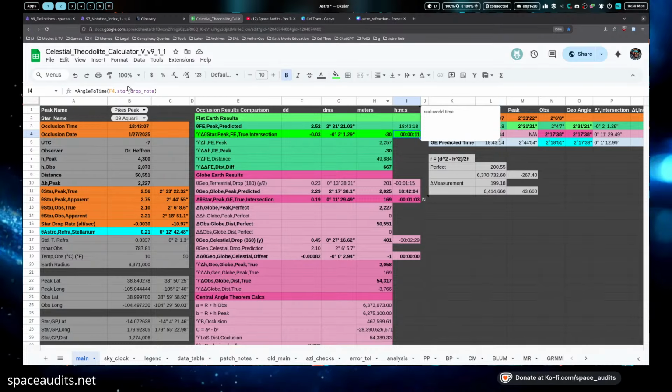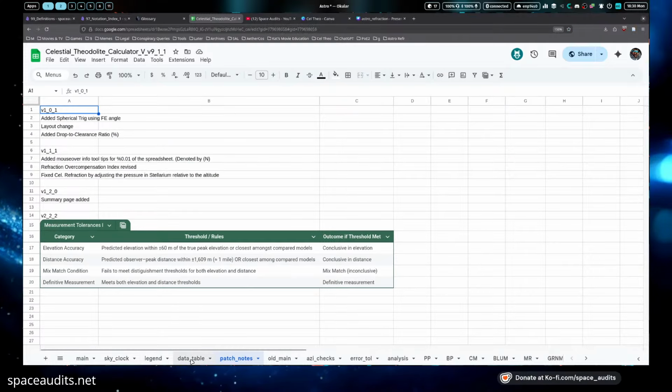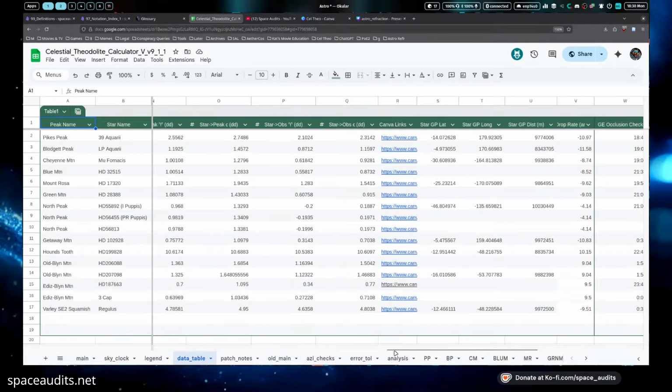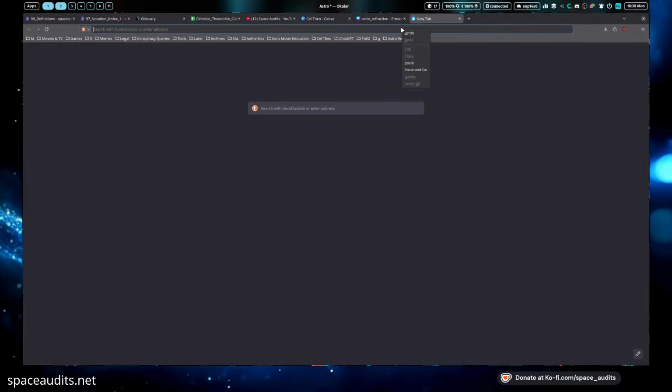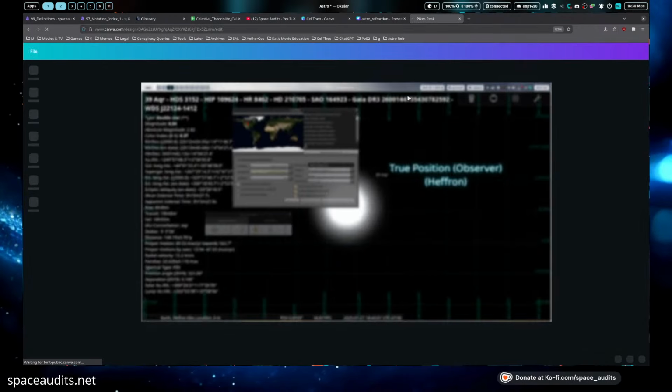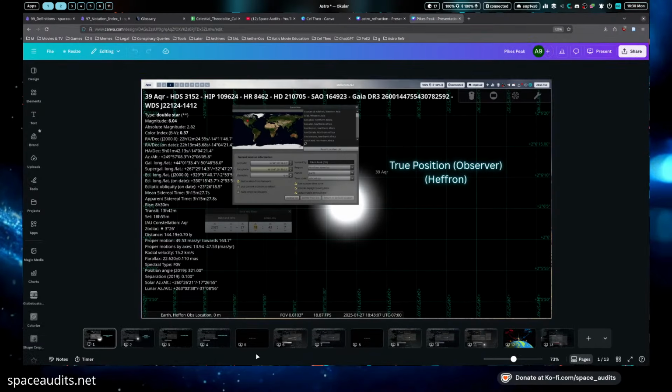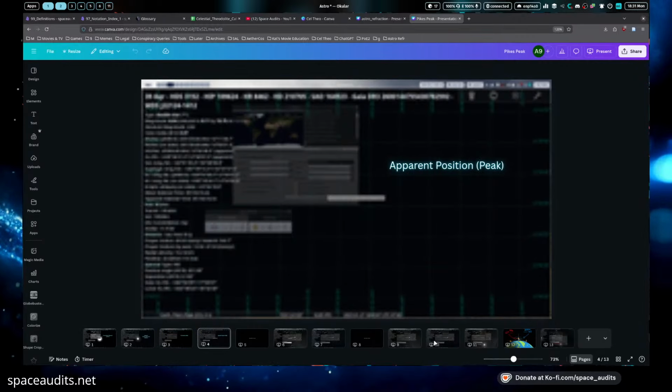And then you can go into Stellarium and verify: was the star's true position aligned at this time? Are they correct? Well, to help you out and to give you comparisons, if you go to the data table here, there are Canva links in column R. If you open these up, let's take one and crack it open here, we get true positions of stars for the observer, refraction on and off, and also for the peak.